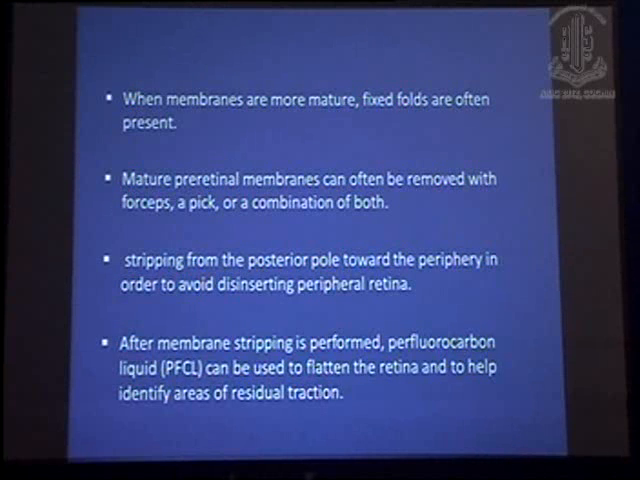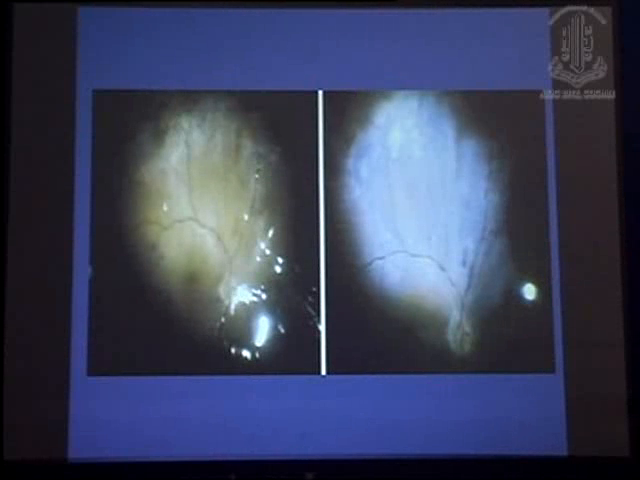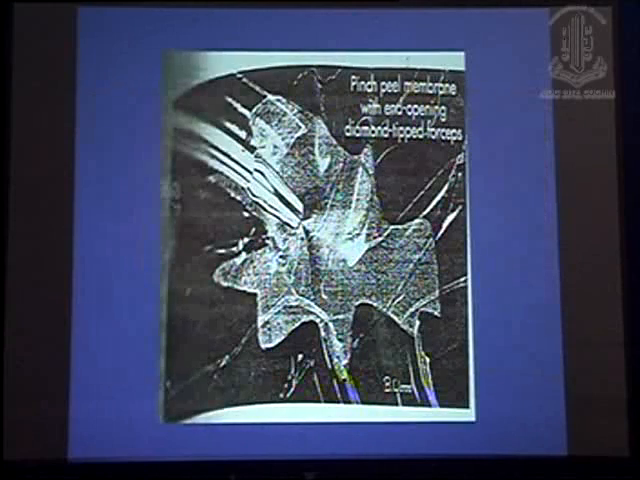We can use PFCL, as will be shown, as a third hand to flatten the retina and to help identify areas of residual traction. But it is very important to know that incomplete removal of ERMs during the first surgery may be a major cause of recurrent PVR with redetachment. Better visibility and delineation of the ERMs during PVR surgery may result in a more complete ERM removal and a higher rate of long-term retinal attachment. This is critical. As you can see on your left, the slide shows that the recurrent PVRs, the reproliferations, are more readily identified by staining agents.